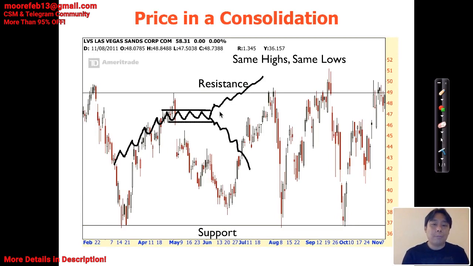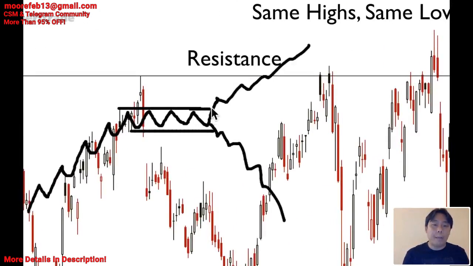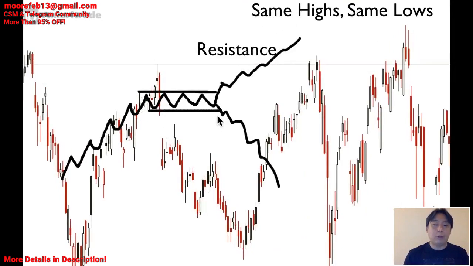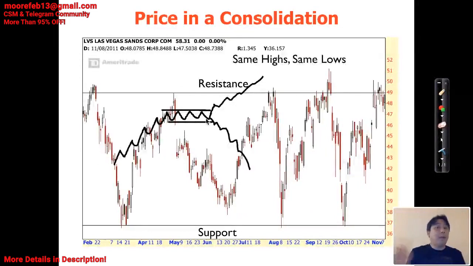Okay? So, traders always want to wait for a break above the resistance before buying, going long, and riding the trend up. Or they wait for a break below the support to start selling short and to ride the trend down. And before it happens, you do not want to do anything.